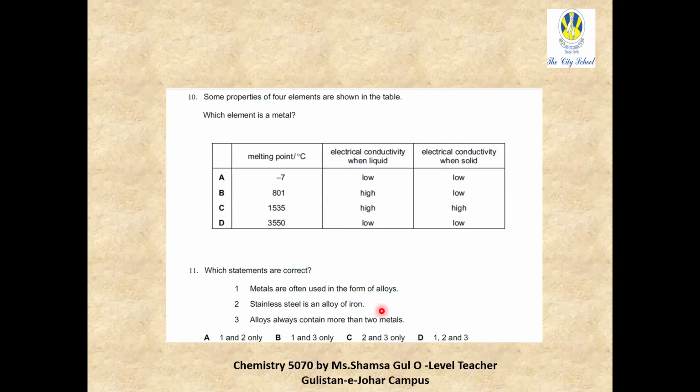Which statements are correct? Metals are often used in the form of alloys. Stainless steel is an alloy of iron. Alloys always contain more than two metals. So which statements are correct from these? We use metals in the form of alloys, A. You all agree, children? We use metals in the form of alloys, right? Stainless steel is an alloy of iron, nickel and chromium, okay? Alloys always contain more than two metals, not necessarily. So it's 1 and 2. A. All right. Is that clear, children?